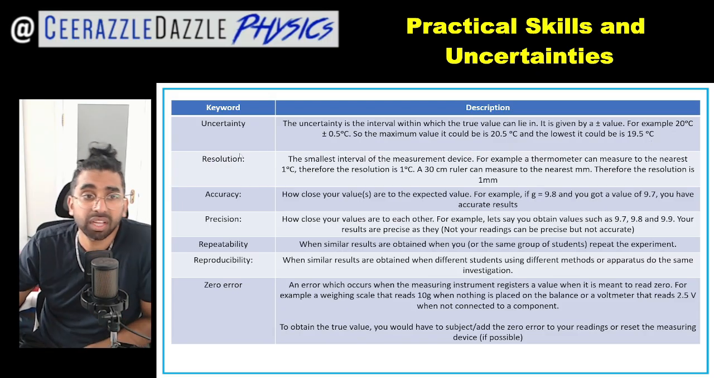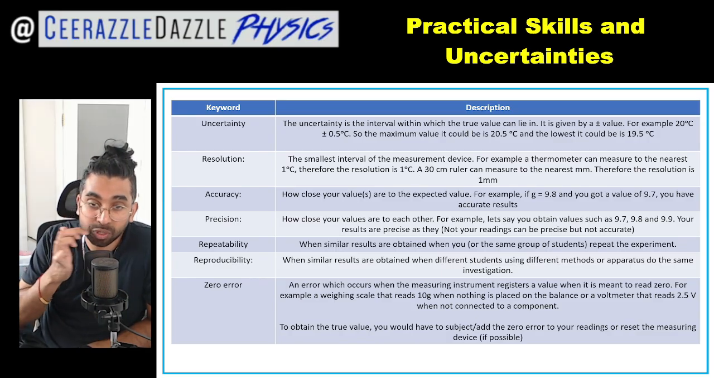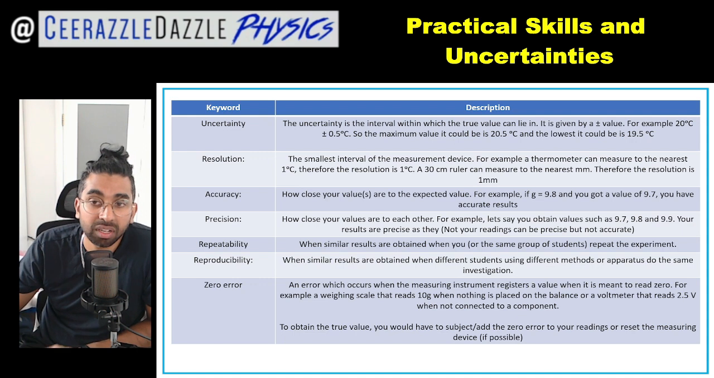Like a tolerance. The resolution is the smallest interval of a measurement device. For example, a thermometer can measure to the nearest 1 degree Celsius, therefore the resolution is 1 degree Celsius. A 30 centimeter ruler can measure to the nearest millimeter, therefore the resolution is 1 millimeter. So basically it's the smallest measurement you can make on that device.